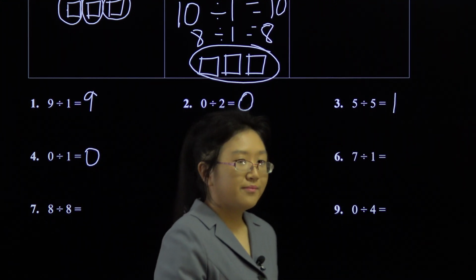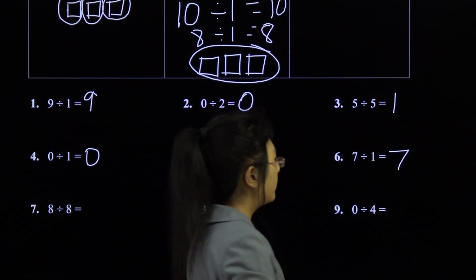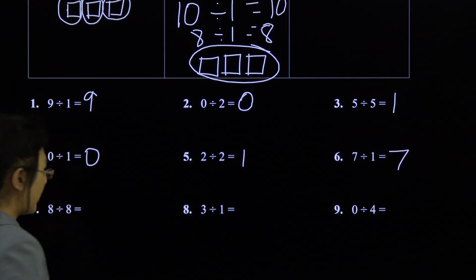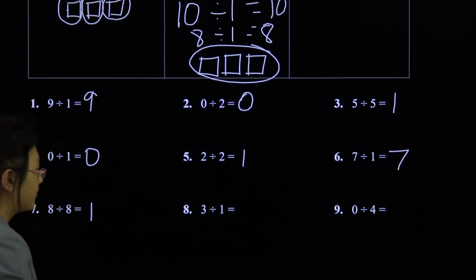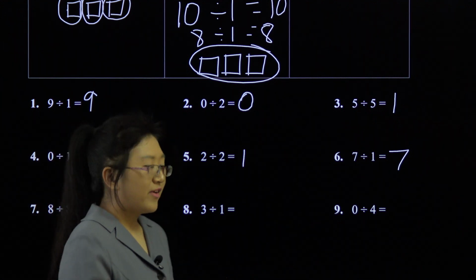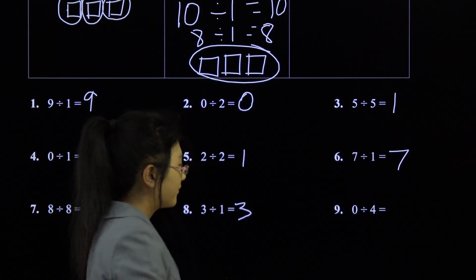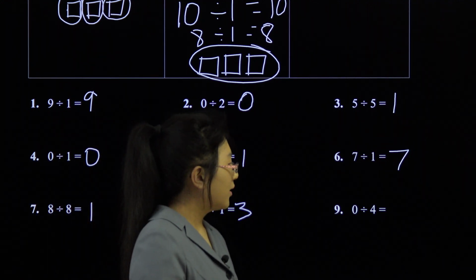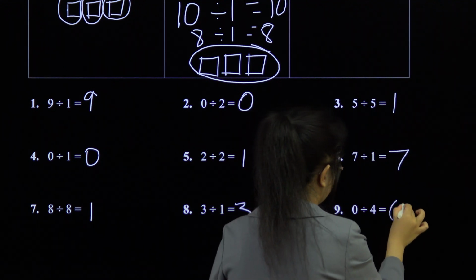7 divided by 1. Anything divided by 1 is itself. So, 7. 8 divided by 8. Anything divided by itself is 1. 3 divided by 1. Anything divided by 1 is itself. 0 divided by 4. 0 divided by any non-zero number is 0.